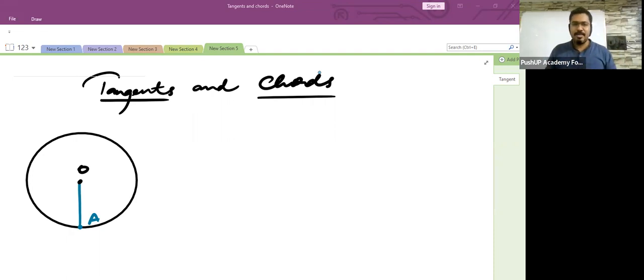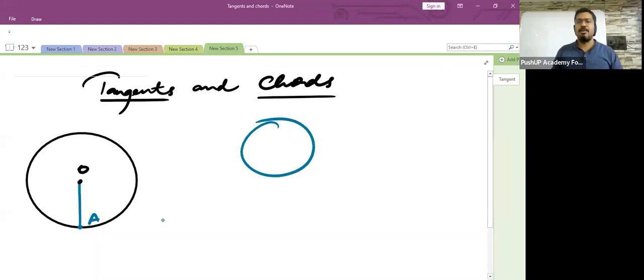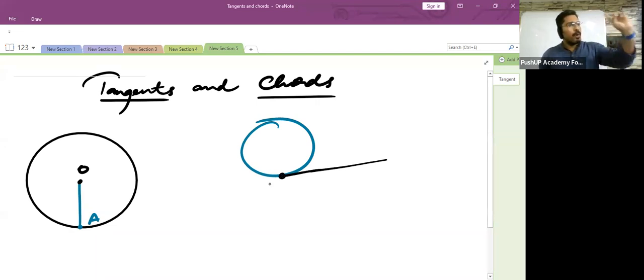So remember, children, you have a circle like this. Okay. I am going to draw a straight line in such a way that the straight line touches at only 1 point on the circumference. That is known as a tangent.